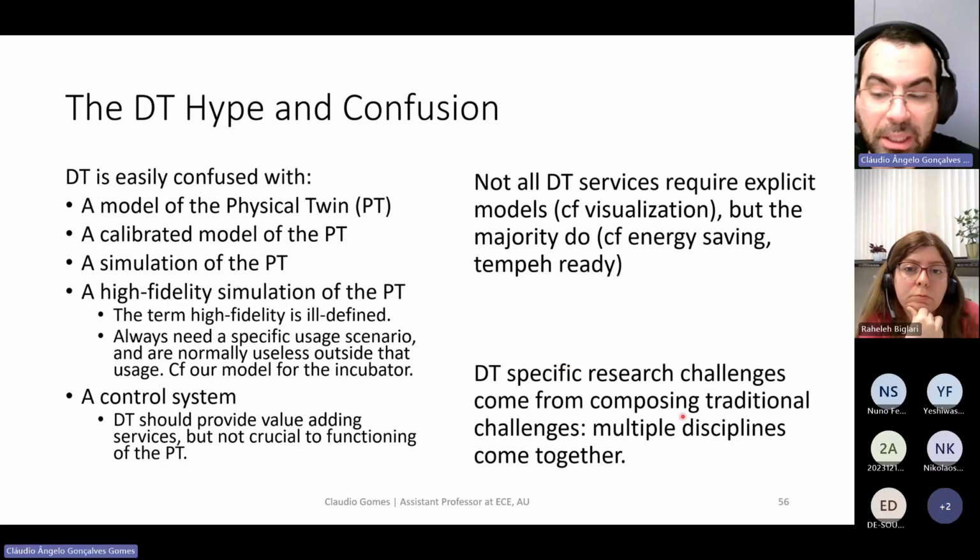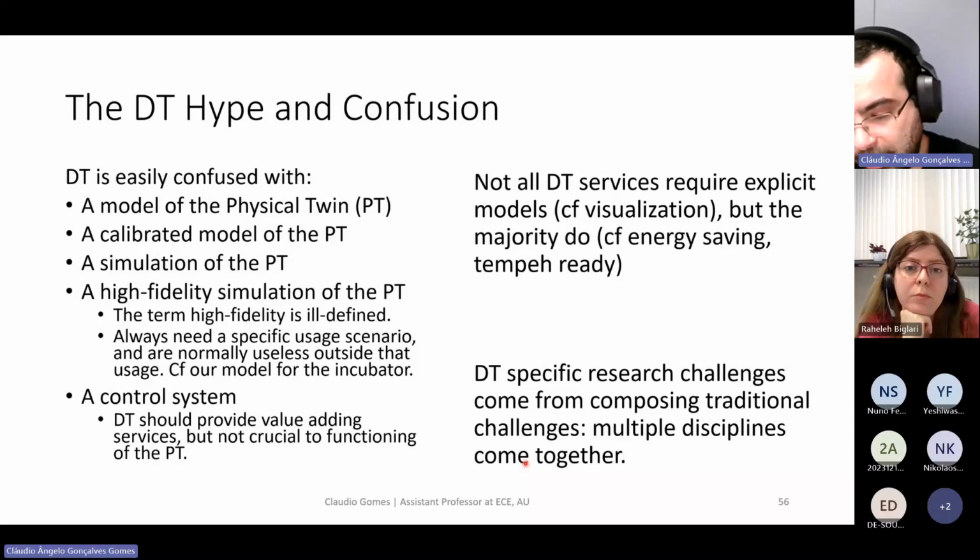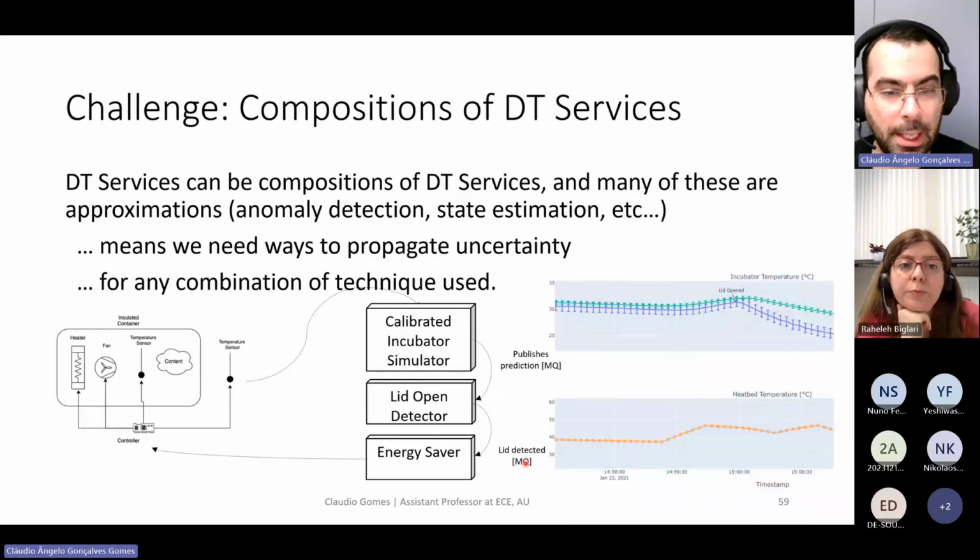So one of the big challenges we have is the disciplines coming together. We need to know about the physics, and we need to know how to combine the physics with state estimation, filtering, and then deploy that in software, in a service-oriented architecture, and understand well how the delays in the system affect the system. So these things coming together is a challenge we often see.